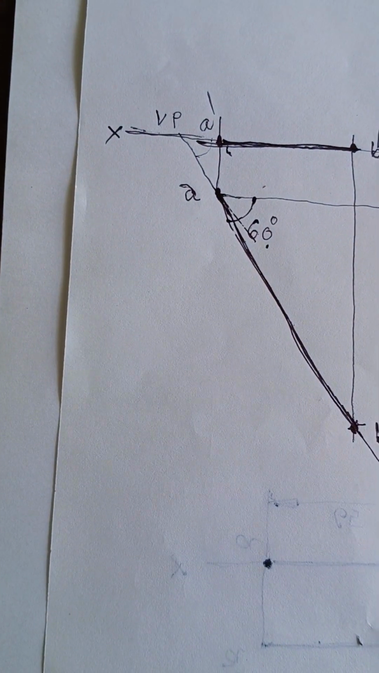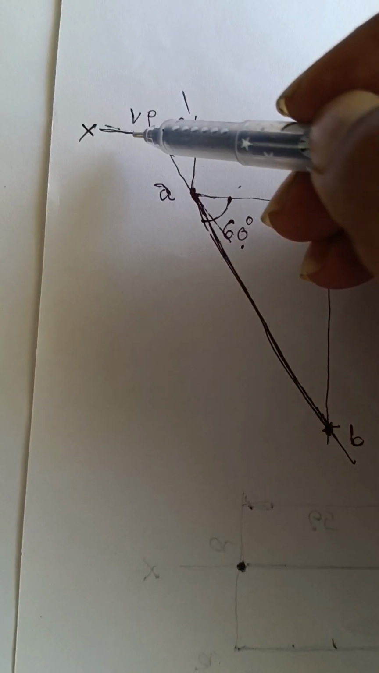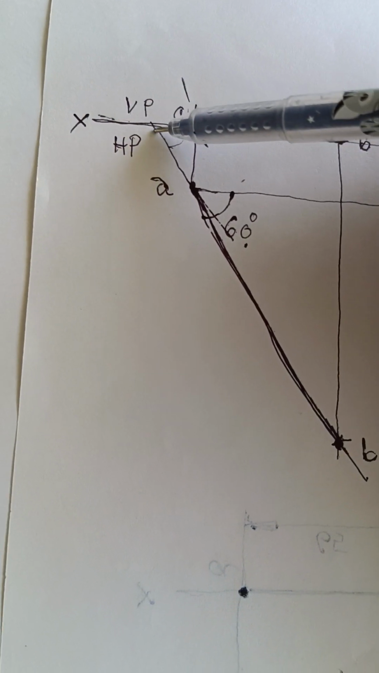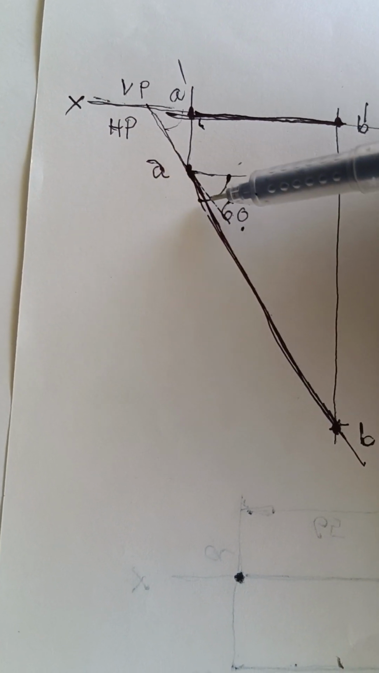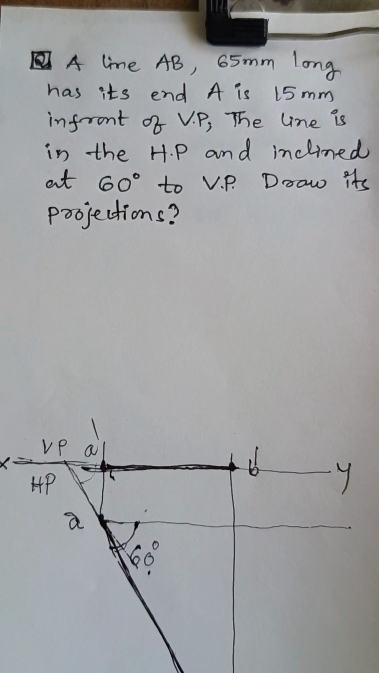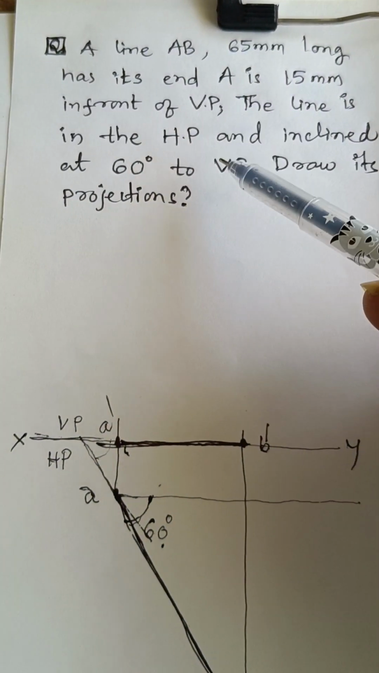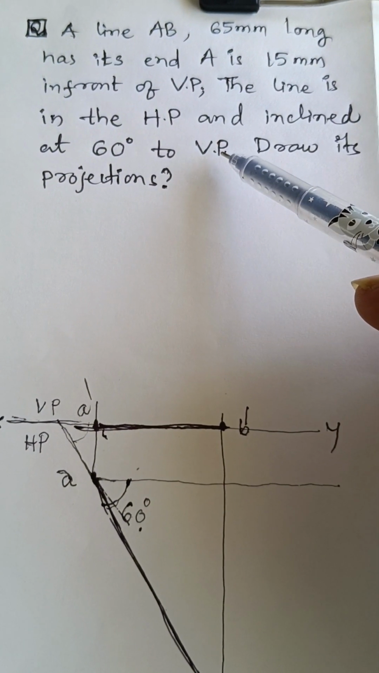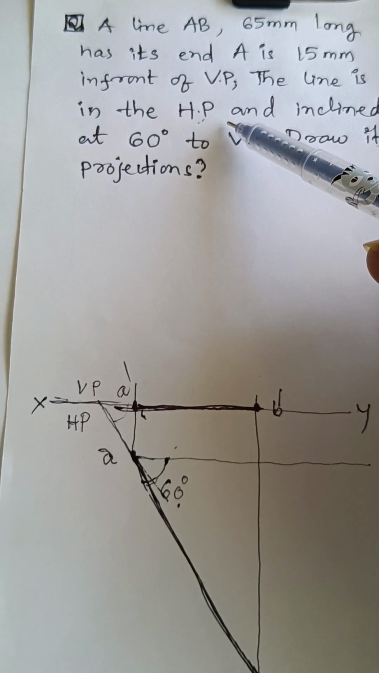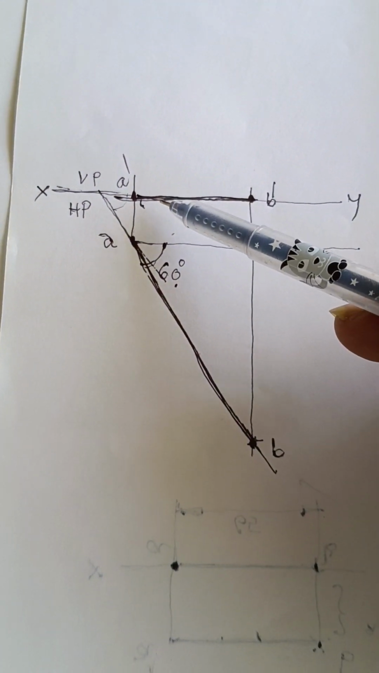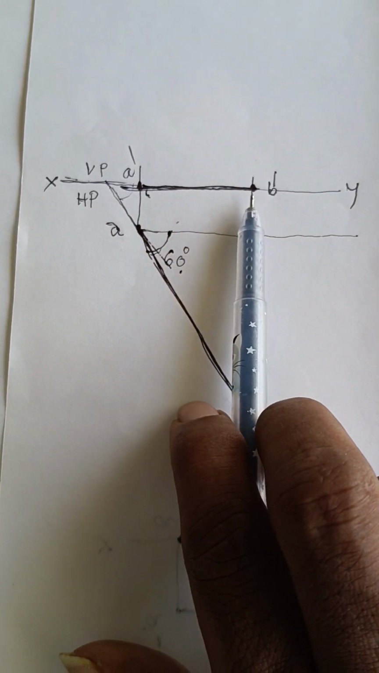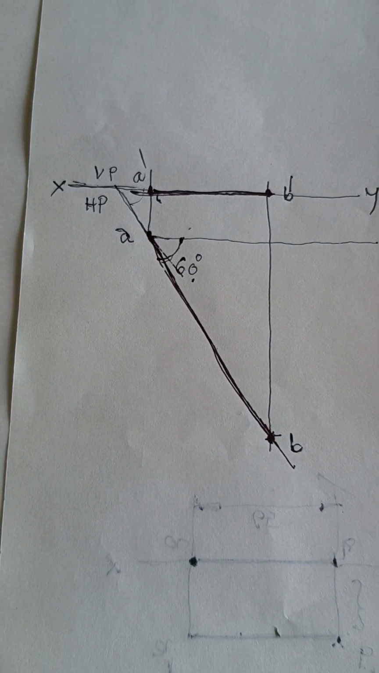Above the XY reference line we consider the vertical plane, and below the XY reference line we consider the horizontal plane. About this vertical plane, line AB is making a 60 degree angle. It is satisfying the conditions given in the problem: AB line is making a 60 degree angle with VP. AB is in the horizontal plane, as given. When AB is in the horizontal plane and you see from the infinite front, you can see the front view of AB coinciding with the XY reference line in the vertical plane.